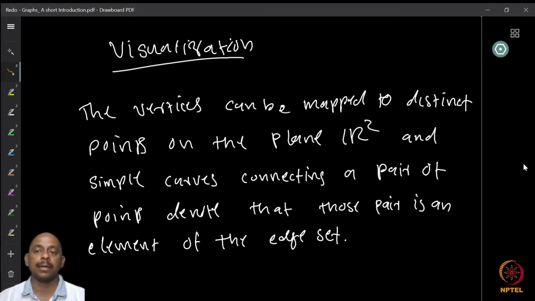For example, you want to study the transport network of different cities. You have the cities, and you have the connections between the cities, the different routes. Now these routes can be made as edges, right? If there is a direct road from city 1 to city 2, then I can say that there is an edge relation between city 1 and city 2. City 1 comma city 2 is an edge.